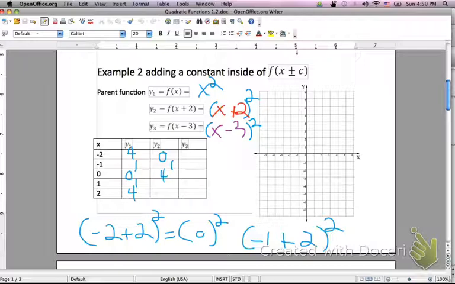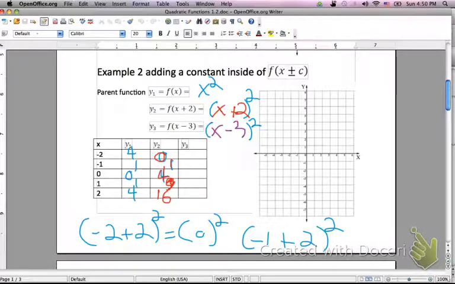I meant to do that in a different color. So 0, 1, 4. 1 plus 2 is 3. 3 times 3 is 9. So notice it doesn't quite look symmetrical like the simple x squared does. We're getting different values. Okay, so 2 plus 2 is 4. 4 squared is 16.